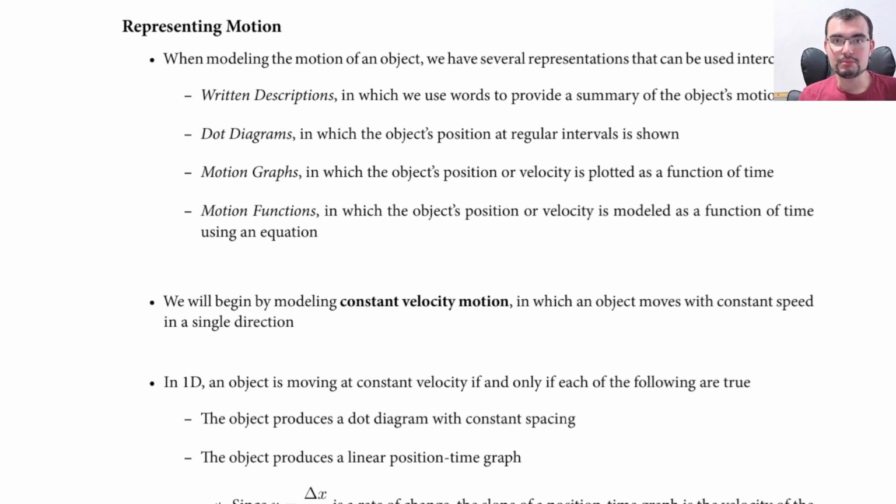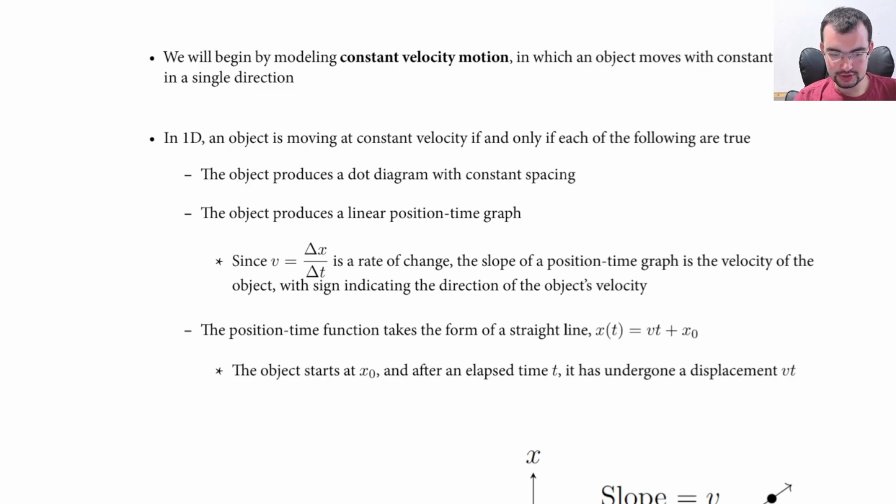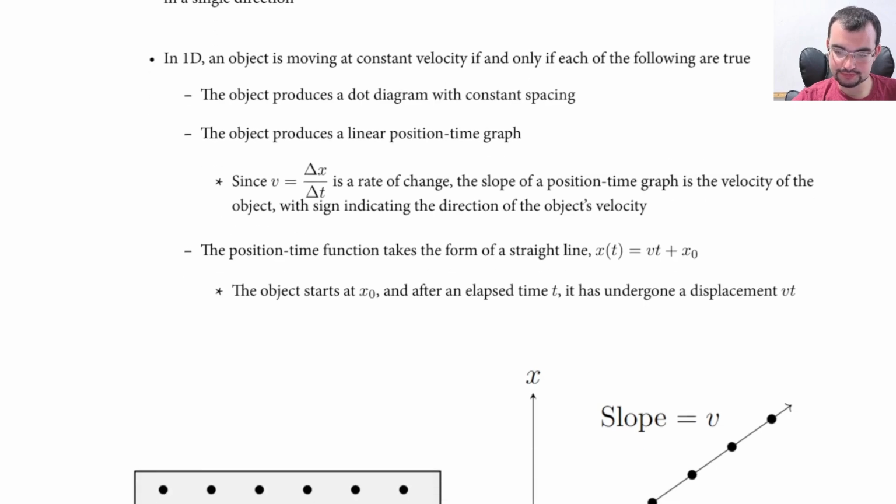So now when modeling motion, we have several ways to do it. We could write about it, straightforward. We could make a dot diagram, which, going back to my camera idea, is like taking snapshots at a certain FPS. We have motion graphs where we plot something about the motion as functions of time, or we explicitly just write a formula as a function of time. So all of those things for a constant velocity scenario are as follows.